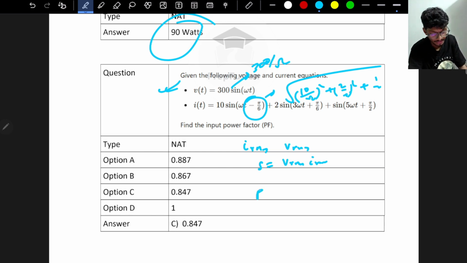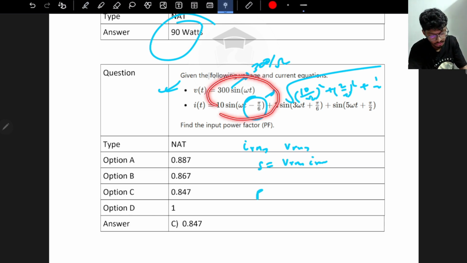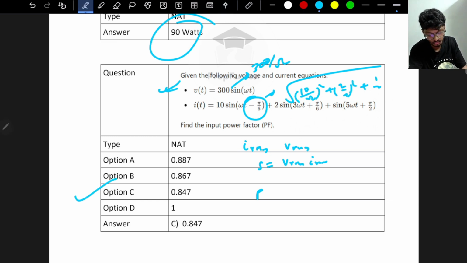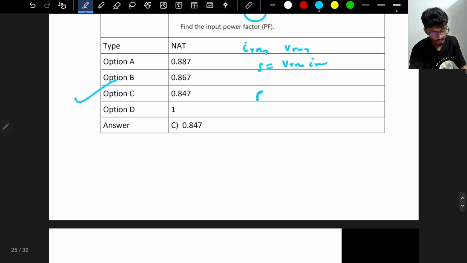What will be the active power? Active power will only be contributed due to these two, because only they have the matching frequency. These are all higher frequency components. The power due to this will be 0. This I have explained in my full course, so I will not explain over here. So here if you find out, ultimately your answer will come out to be 0.847. Okay, this will be the answer for this question.